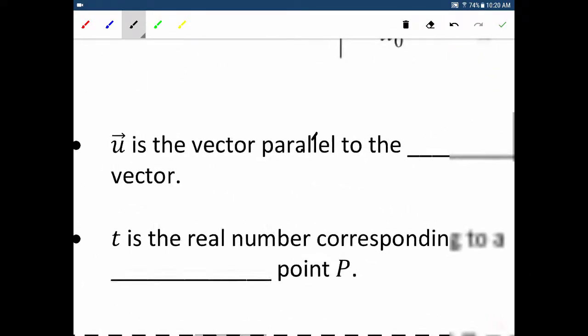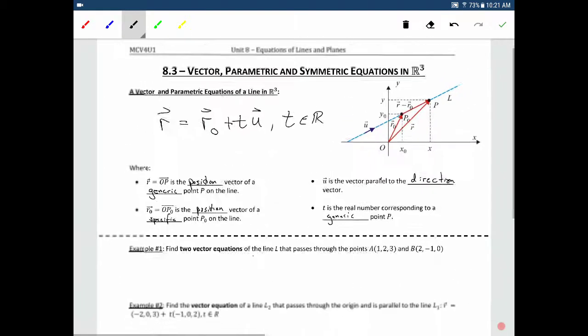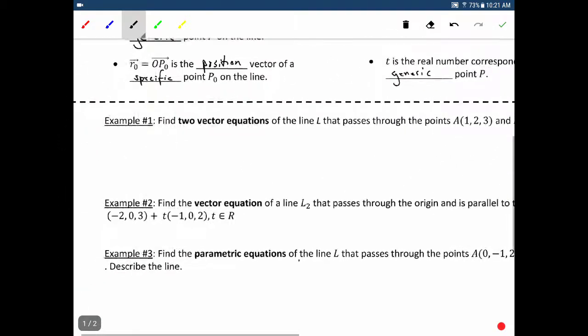We had the U, which is a vector parallel to the line, parallel to the direction vector, I guess is what I want here. Direction. So the U is what tells us what direction we're going once we start from that point, and then of course T is the real number corresponding to a generic point. Okay, so T is just a number. If you want a different point on the line, you just change the T and it'll give you a different point on the line.